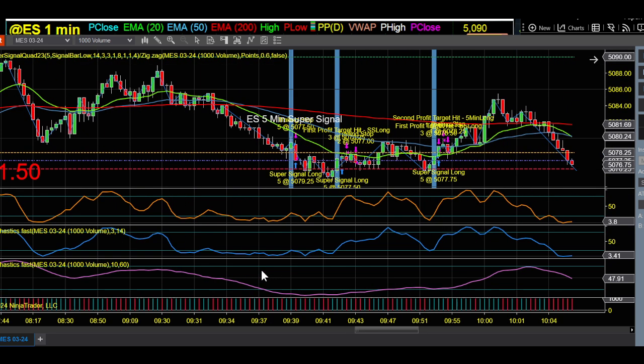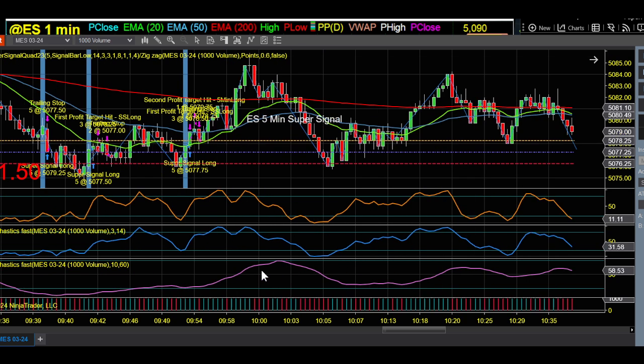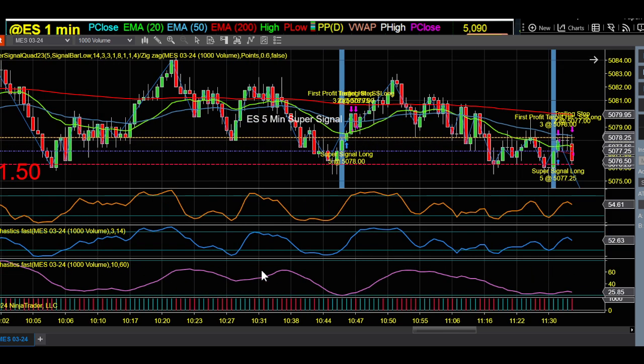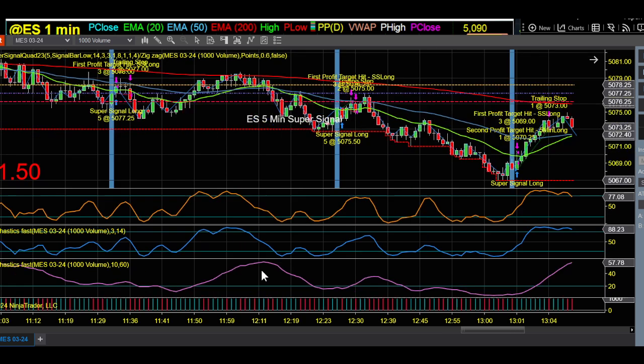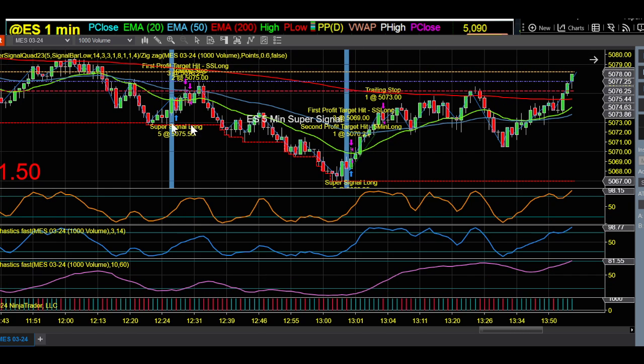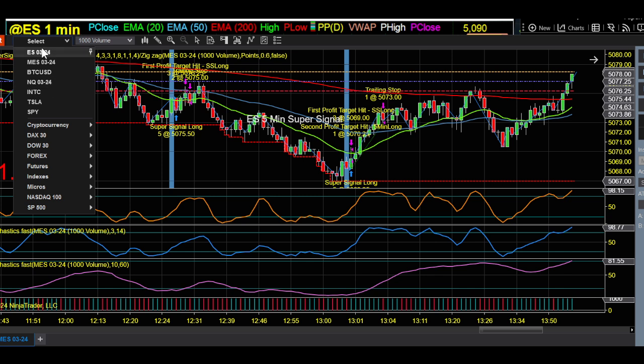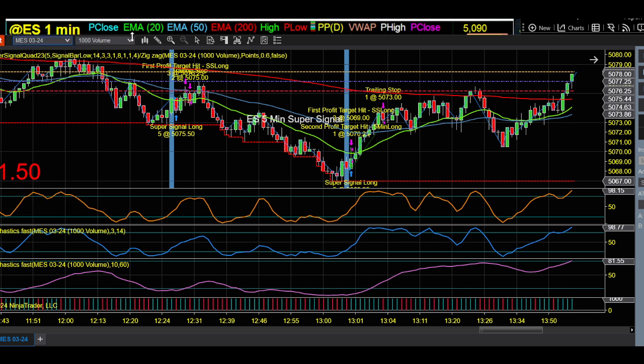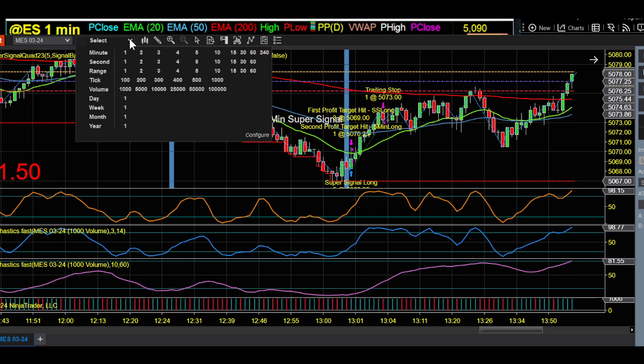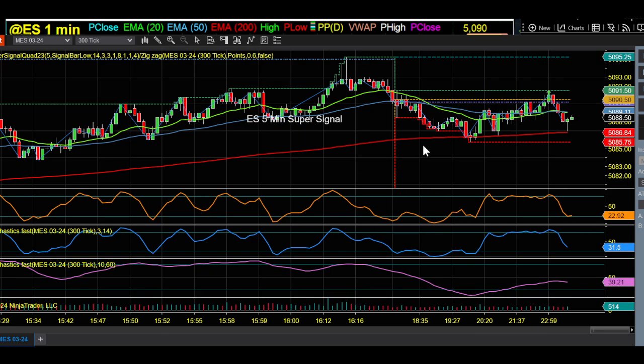But as you can see, you want to have this one running. You want to have the 5-minute, and let's do the 300 tick here too. And again, this is in a downward trending market. In an upward trending market, they're just beasts. It's a beast. Let's go to the 300 tick and see what that looks like. So these are the 3 time frames: the 300 tick, the 1000 volume, and the 5-minute time frame.